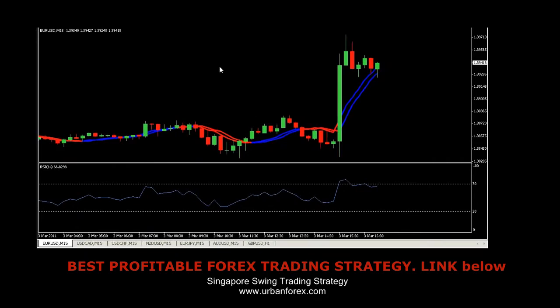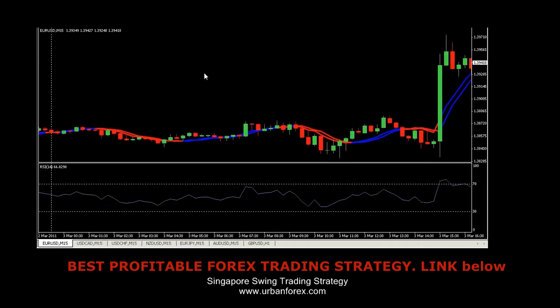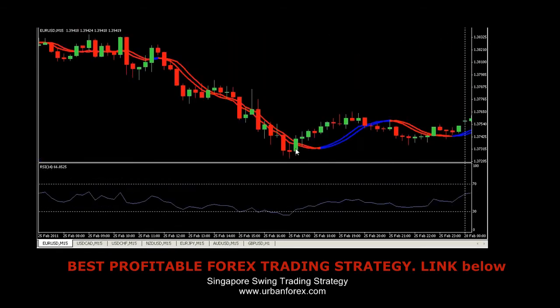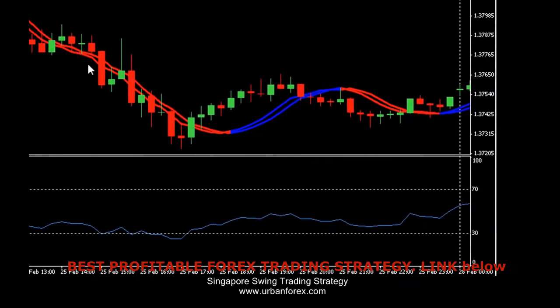Okay, so let me show you some examples here. Let's start with the buy example. Let's scroll back and find you one. Alright, here we have a buy example. You can see that the market was trending all the way down, giving us these two red moving averages. And you can see that down here our RSI closed or started trending down below the 30 level.